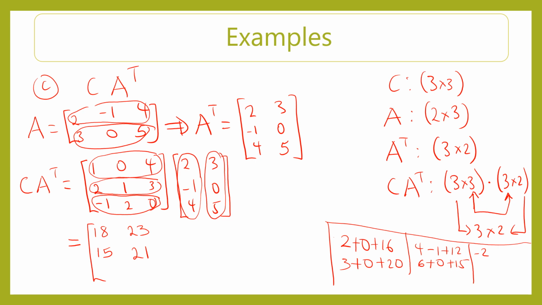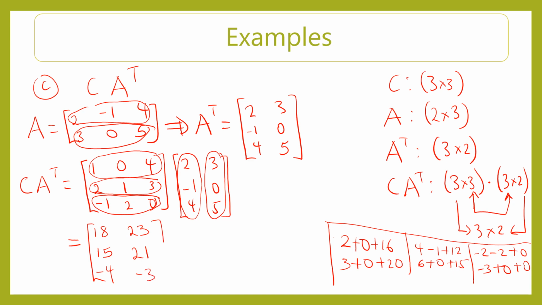2 times minus 1 is minus 2. And 0 times 4 is 0. So minus 2 minus 2 and 0, that would be minus 4. And lastly, I'm going to have minus 1 times 3, which is minus 3. 2 times 0, which is 0. 0 times 5, which is 0. So adding them together will be minus 3.